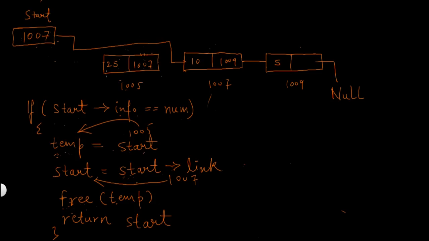So even though we have removed this node from this linked list, this memory location remains occupied. So temp according to this example is 1005. So this memory location or memory space will be freed by the free function. At last, return start. Now every time the first node is deleted, the value of start will change, as you have seen in this example.